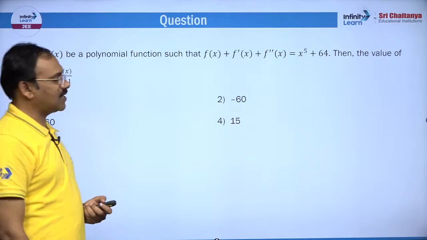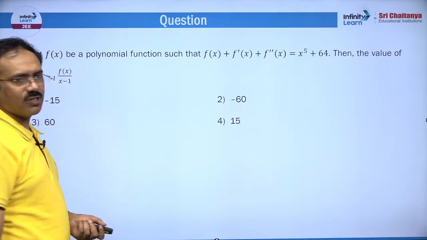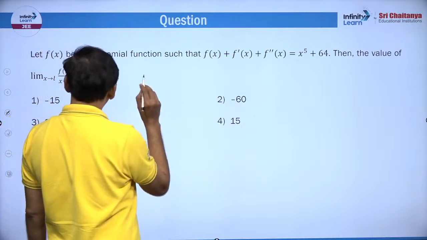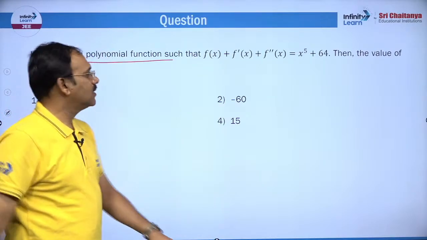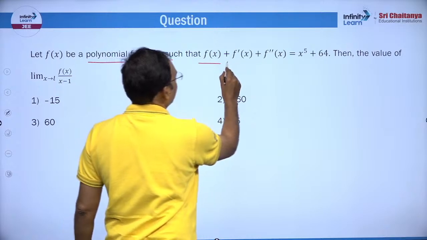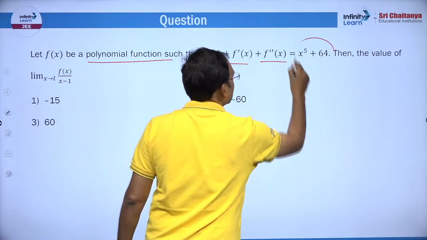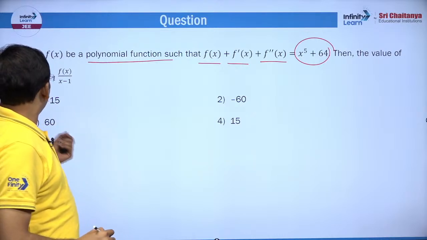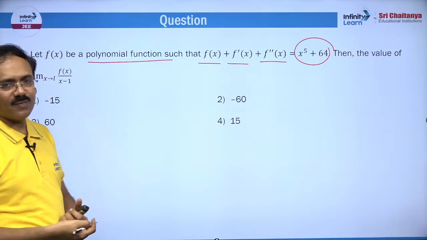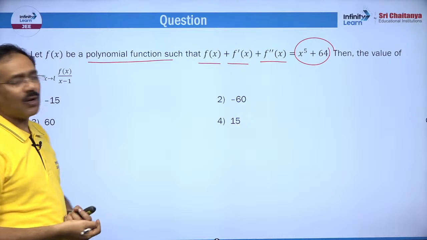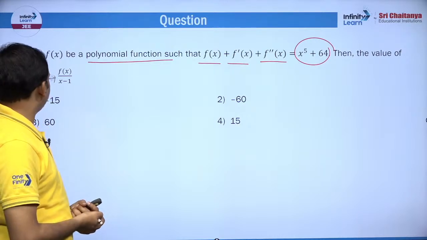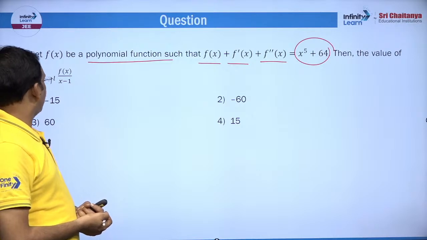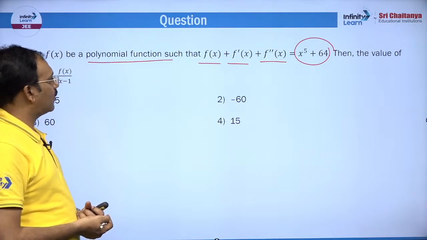The next, you see here, this is another question. Let f of x be a polynomial function such that, polynomial, that is important, such that f of x plus f dash x plus f double dash x is a degree 5 polynomial, friends. Now the value of limit x tends to 1 of f of x by x minus 1. Okay. So I mean to say, dear friends, f dash of 1 I require.